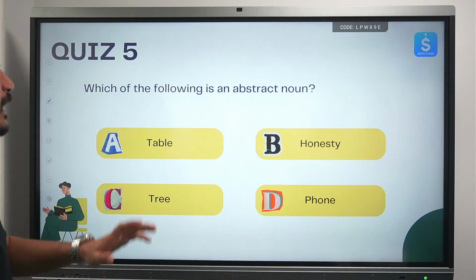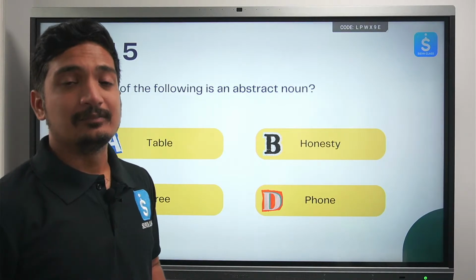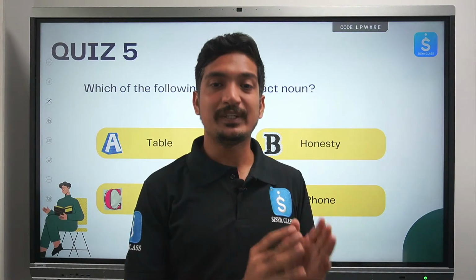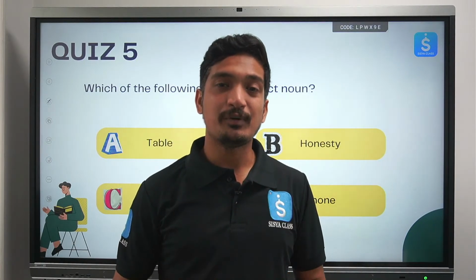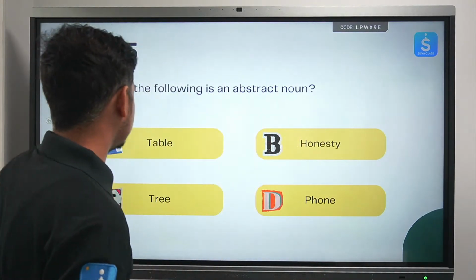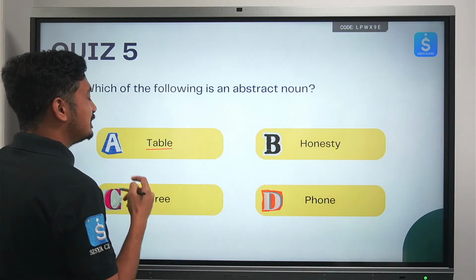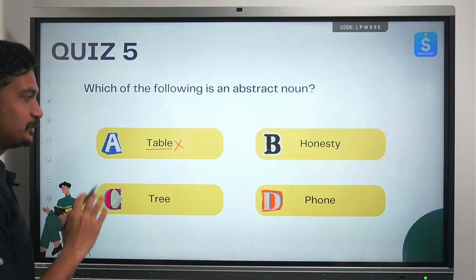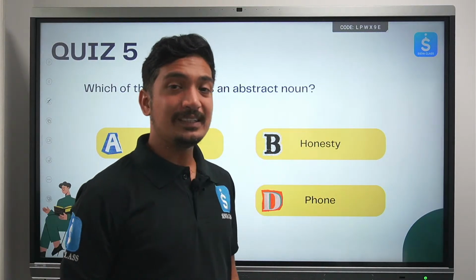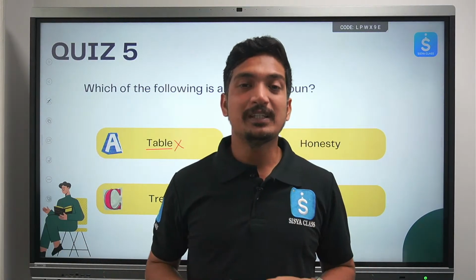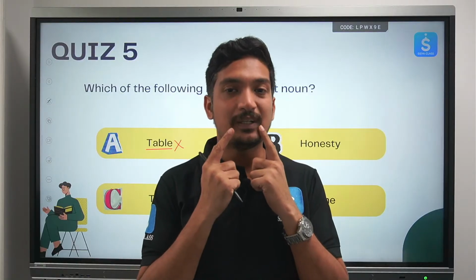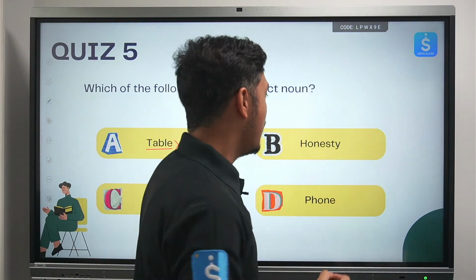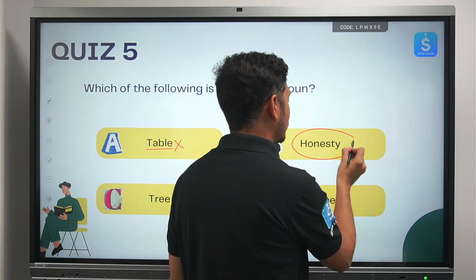Which of the following is an abstract noun? You need to ask yourself whether you can perceive these words by any of your five sensory organs. Table we can see and we can touch, so this is not an abstract noun. Honesty you cannot see, smell, taste, hear, or touch, and therefore this becomes one possible answer.